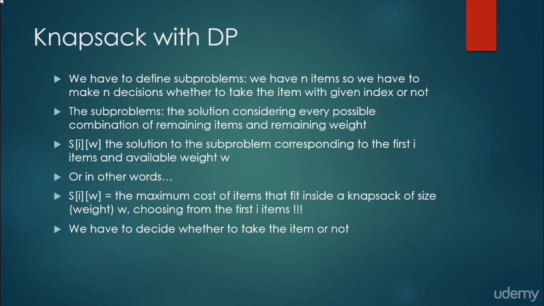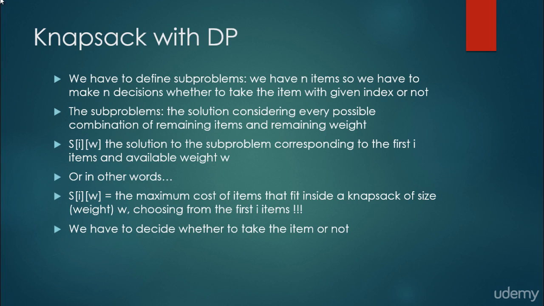So, knapsack with dynamic programming. We have to define subproblems. We have n items, so we have to make n decisions whether to take the item with a given index or not. The subproblems are the following: the solution considering every possible combination of remaining items and remaining weights. We have a matrix, this S, with parameters i and w, the solution to the subproblem corresponding to the first i items and available weight w. We are going to see an example, it will be clear.